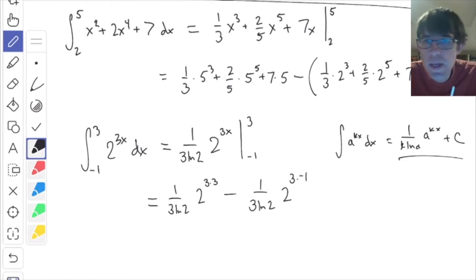And this is the answer. Again, I would expect you to just leave it like that on a quiz or a test. If you want to, you can plug it into your calculator. You should get a specific number as the answer. Any questions about that one?